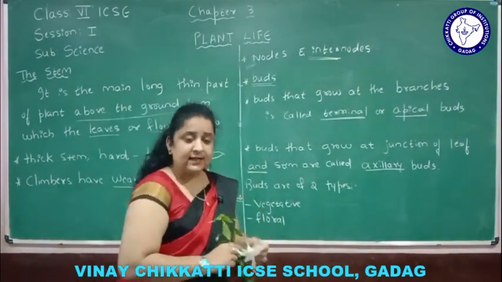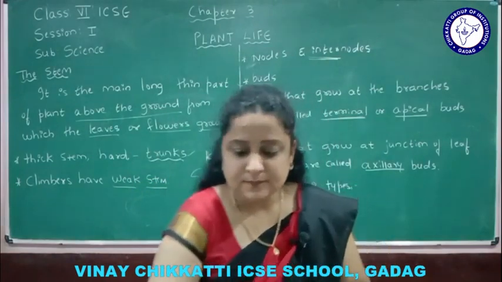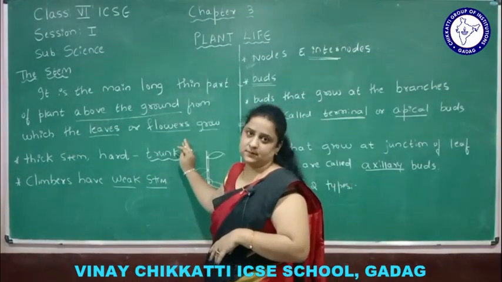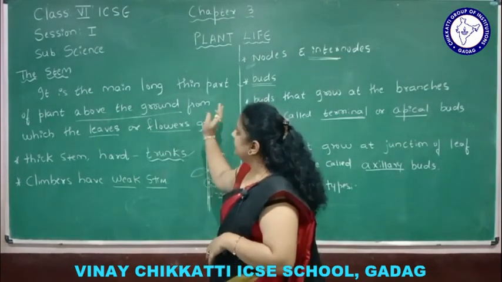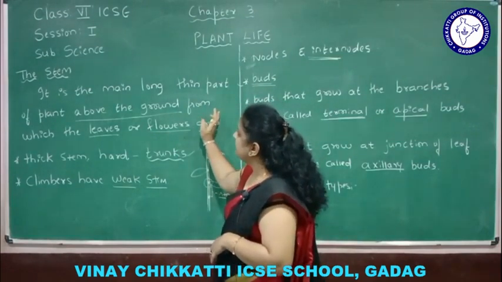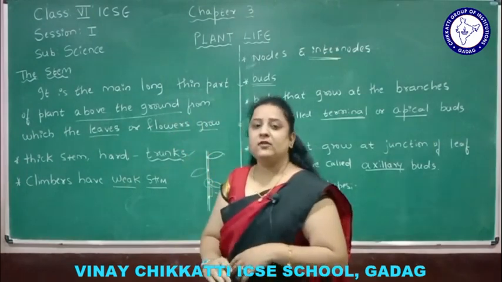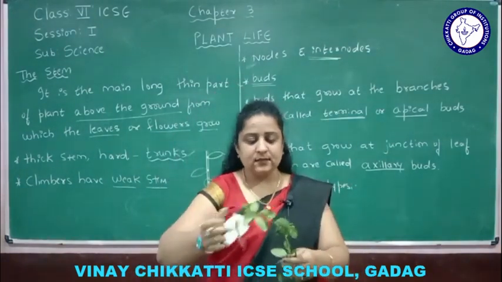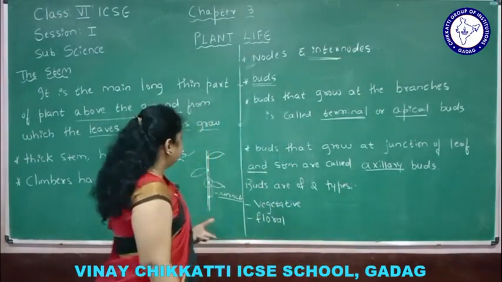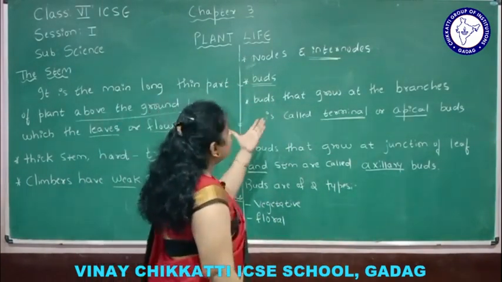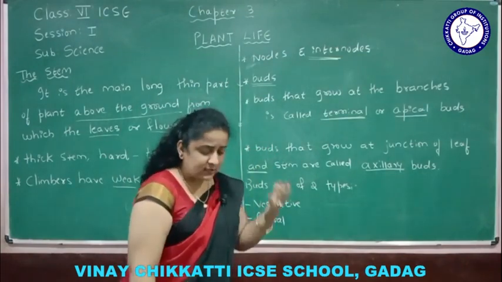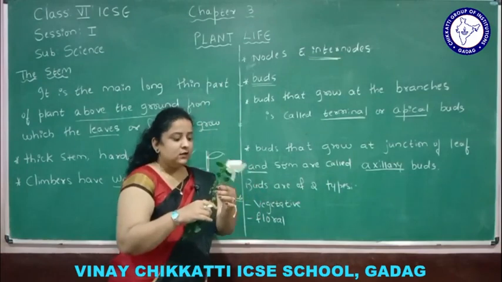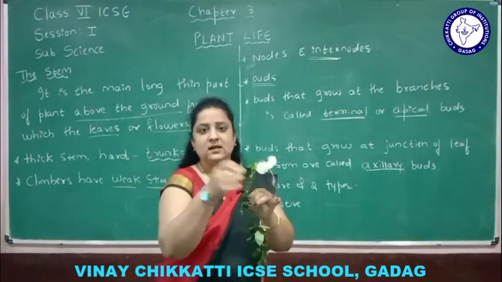So where are the buds arising from? Buds are arising from the stem. So stem is a part of the shoot system. It is the main long part of the plant above the ground, from where leaves arise, branches arise, fruits arise, buds arise, etc. And there are nodes and internodes. These nodes and internodes play a very important role. It is the point, a joint from where the leaves arise.